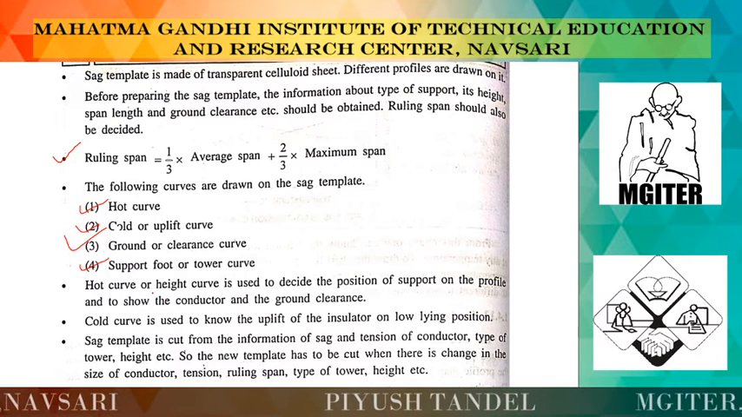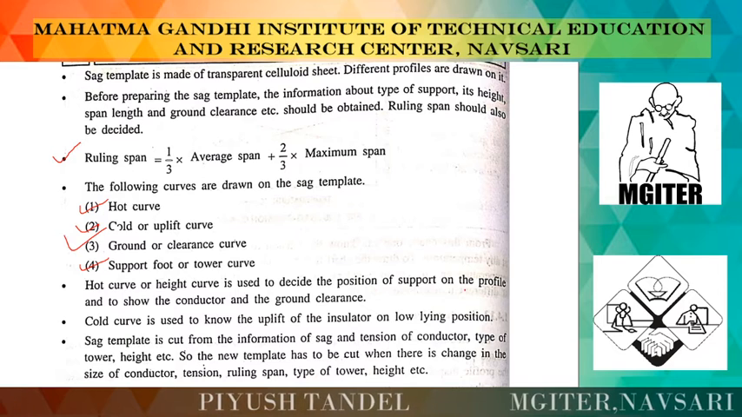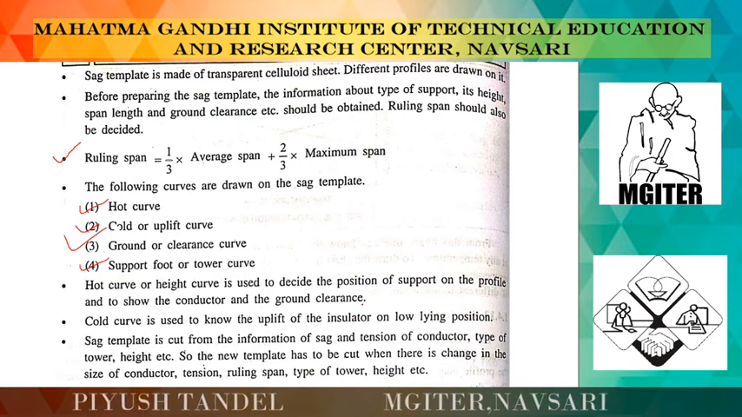Now the hot curve, or the height curve, is used to decide the position of the support on the profile and to show the conductor and the ground clearance.